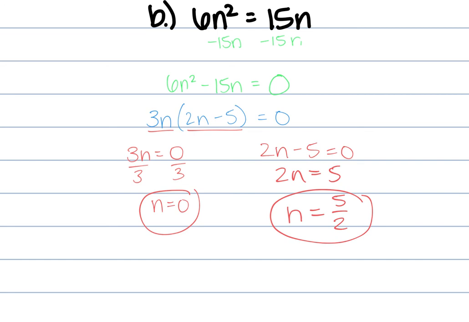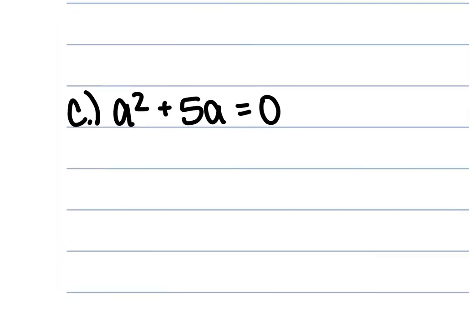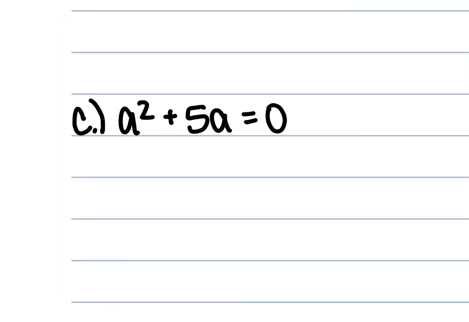Okay, we're going to do 2 more together, and then I'm going to let you guys try 2 on your own, okay? All right, take a look at C. This one's actually very easy. Okay, what can we factor? A 1, but not just a 1, and an A. So what's 1 times A? Just A, so we're factoring out an A. And inside my parentheses is now a plus 5.